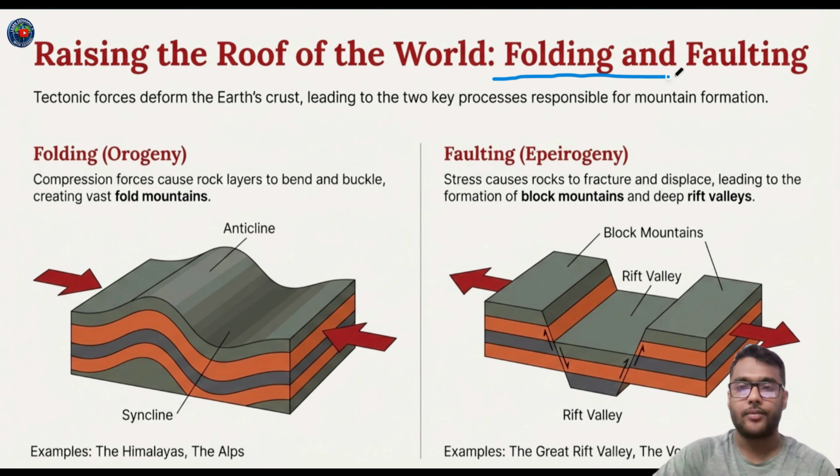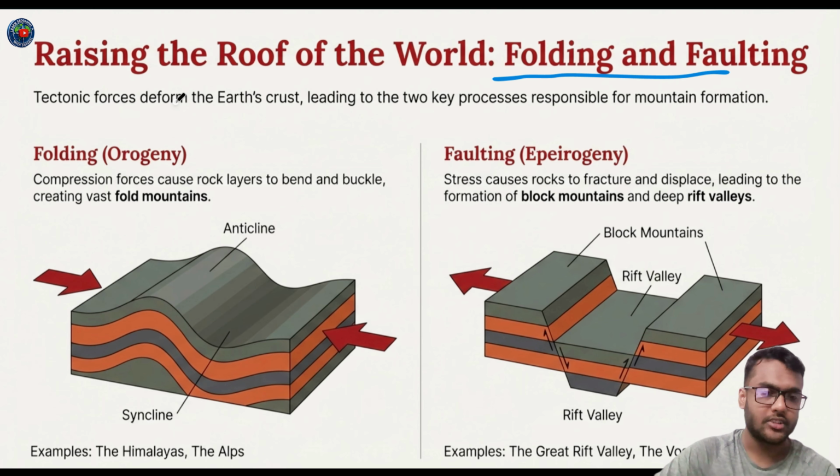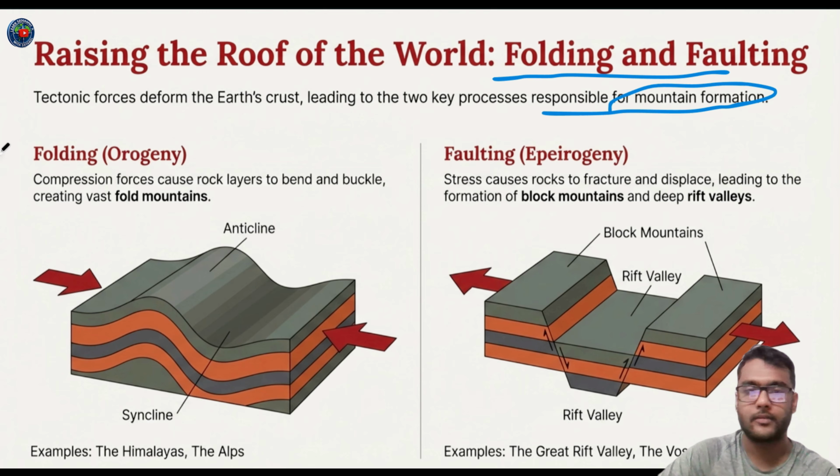Then folding and faulting. Tectonic forces deform the Earth's crust, leading to the two key processes responsible for mountain formation: folding, orogeny, and faulting, epeirogeny. Folding means compression forces cause rock layers to bend and buckle, creating vast fold mountains.